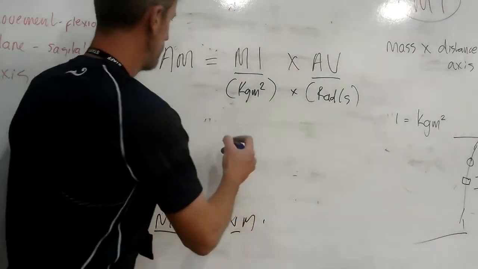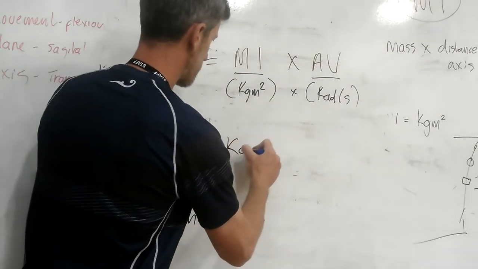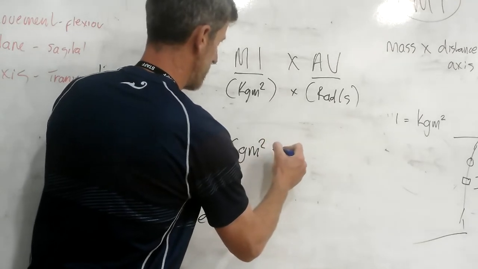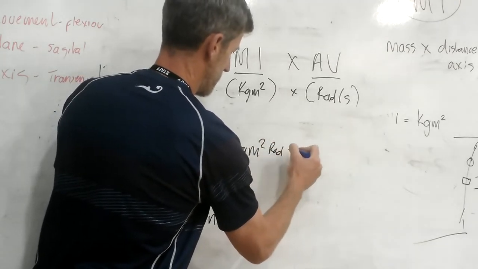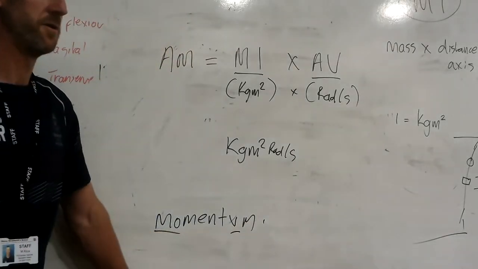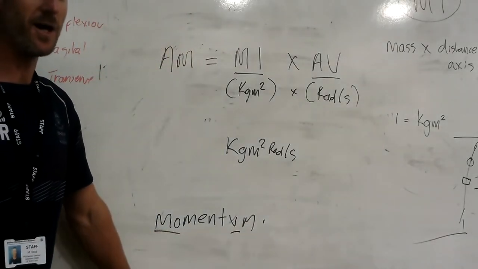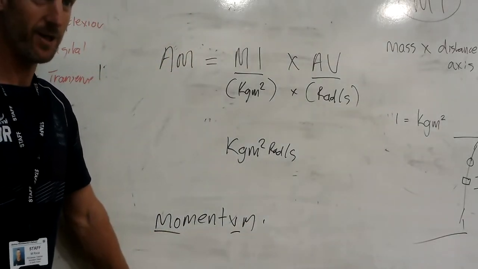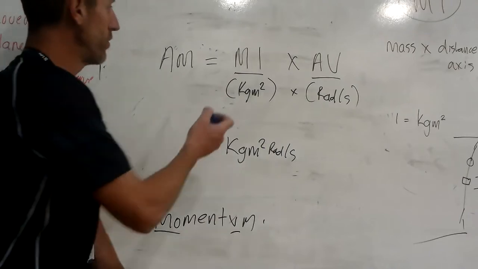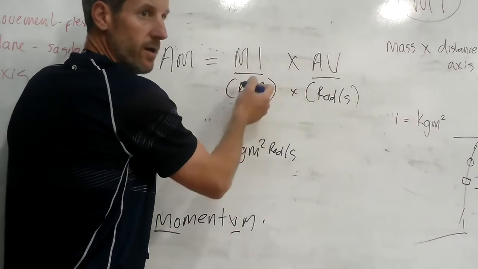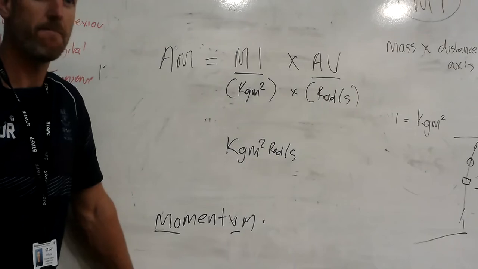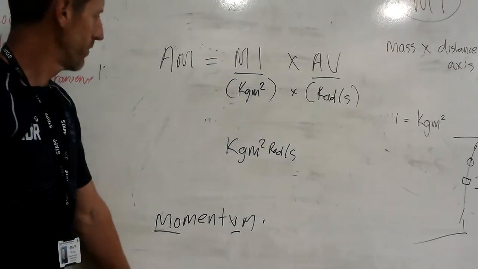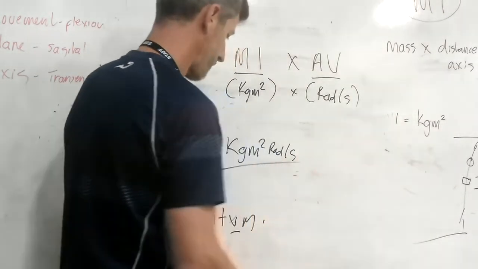So the unit is kilogram meter squared rad per second. That's the unit for angular momentum. The best way to remember it is if you can remember the moment of inertia unit and the angular velocity unit, then you just put them together. Is that okay? I know it's a bit much, but anyway, that's that.